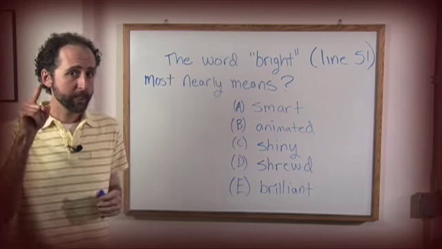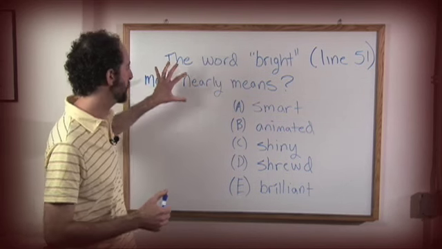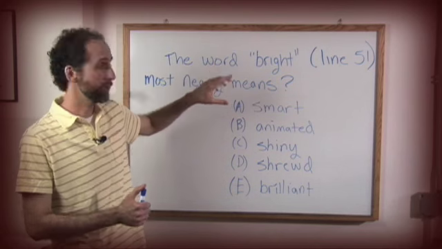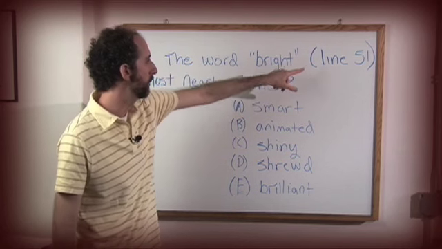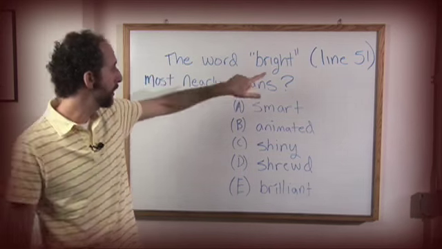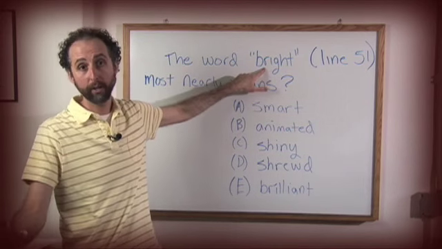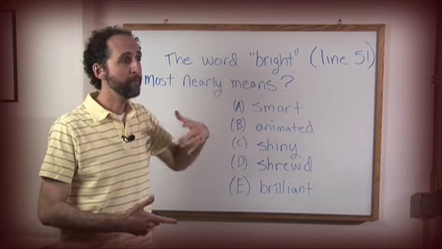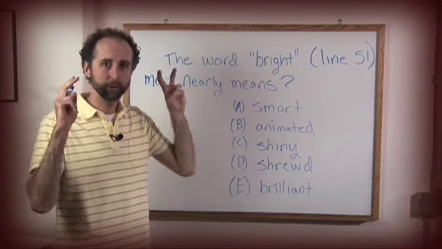But also specifically these tests will test vocabulary in a question like this. They'll say the word "bright," line 51, most nearly means. There's two kinds of things they might do with this. One is they might ask you a simple word like "bright." You all know what bright means. Or they might ask you a complicated word, like a more challenging word.